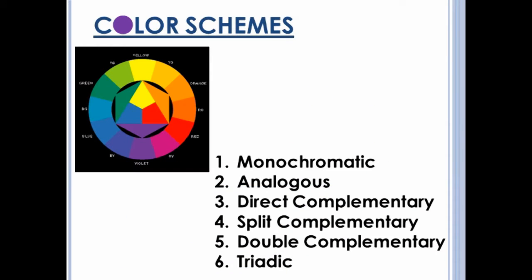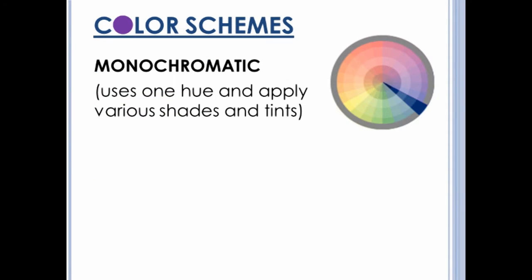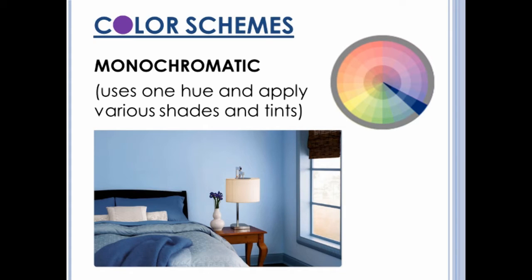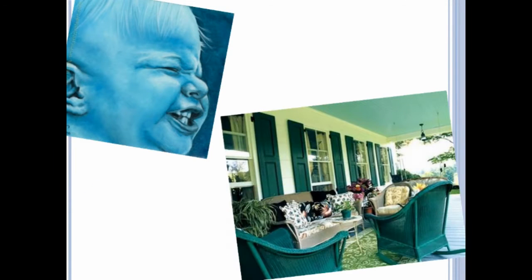These are the 6 color schemes or combinations. Are these familiar? Try to recall each one of them. The first color scheme is called monochromatic. In this scheme, we choose one color, for instance blue, and apply various shades or tints. Imagine your room with a monochromatic theme. Do you like it? Here are more examples of the monochromatic color scheme. Try to recognize the base color.